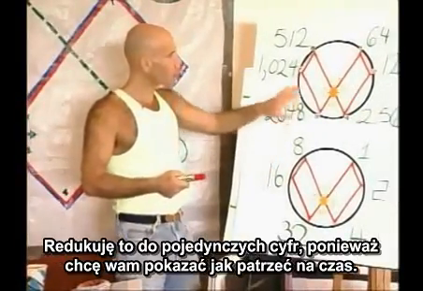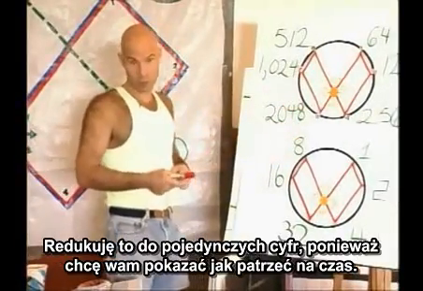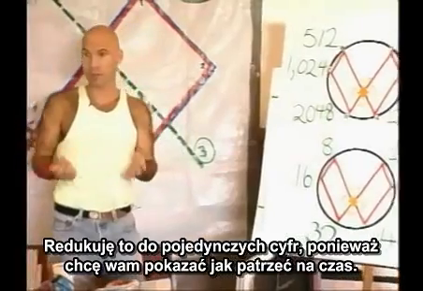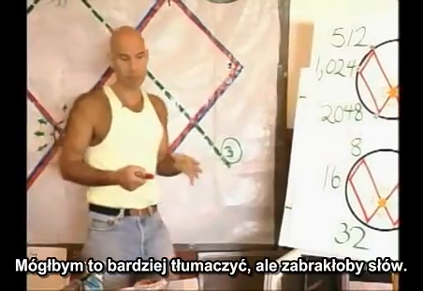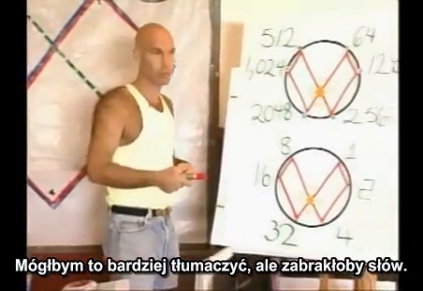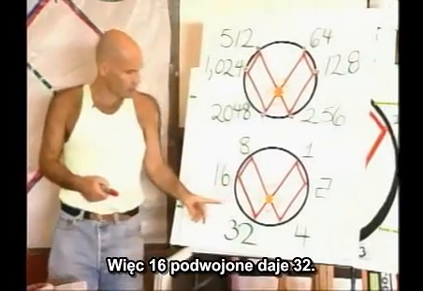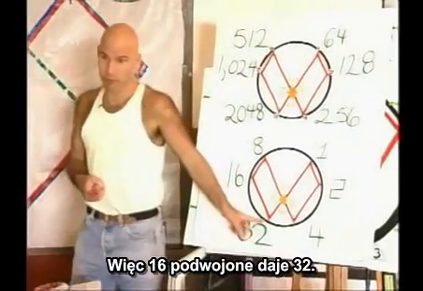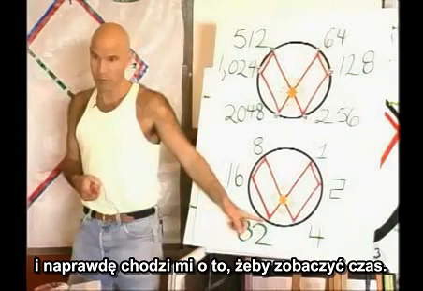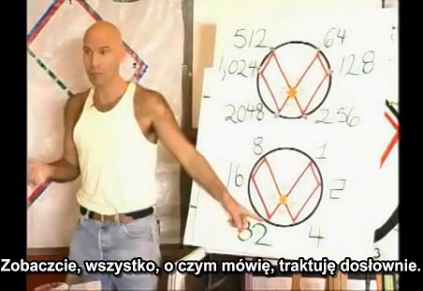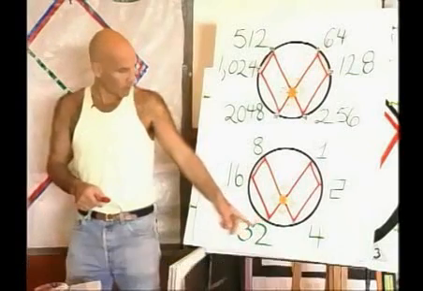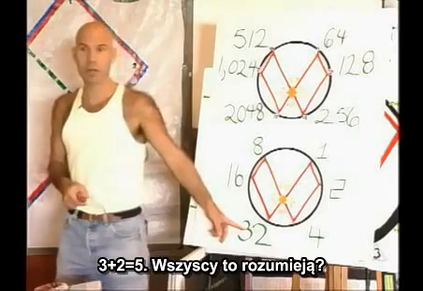So the reason I'm reducing these to single-digit numbers for you, everybody, is because I'm going to show you how to look at time. I could explain it more, but I'm going to keep it short. Okay. So 16 doubled is 32. And I really mean see time. When I say look, everything I'm saying, I mean literally. And 3 plus 2 is 5.